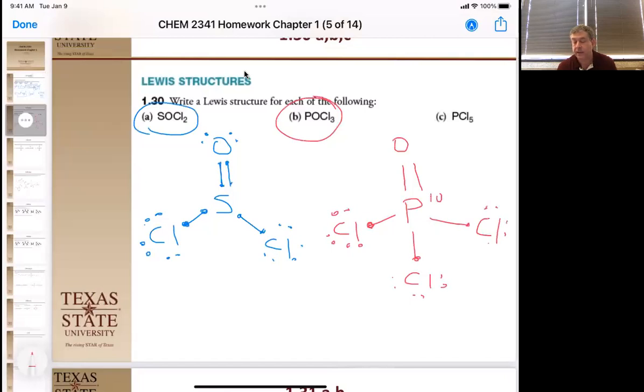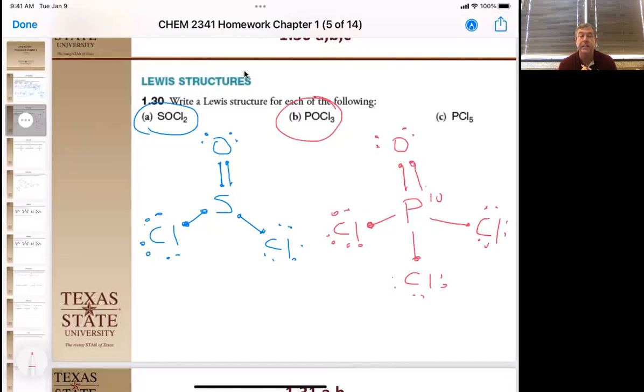So that's a valid Lewis dot structure. Now let's look at oxygen. It brought 6 electrons. That's 1, 2, 3, 4, 5, and 6. Those are the 6 electrons it brought to the party. But with the 2 bonds here, it has 8 electrons around it. It's a valid Lewis dot structure.